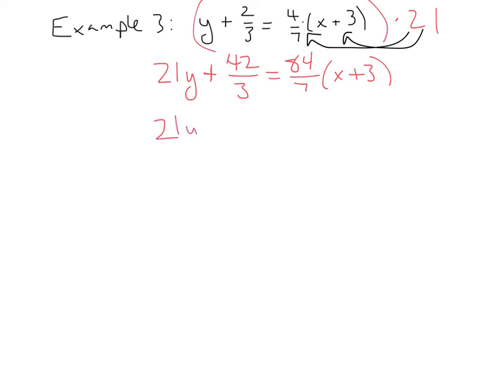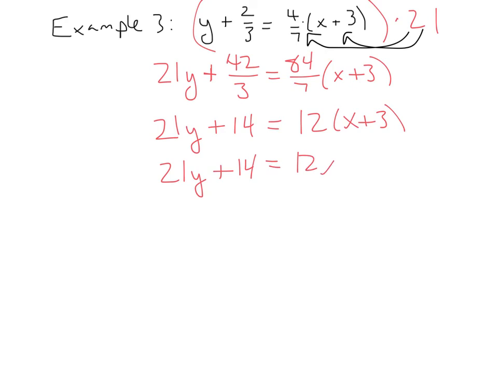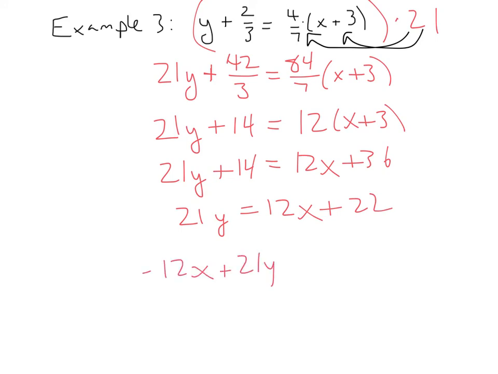We still have our 21y. This is going to be plus 14 is equal to 12 times x plus 3. Now I'm going to need to go ahead and distribute on the right hand side. 21y plus 14 is equal to 12x plus 36. I'll go ahead and subtract the 14. I get 21y equals 12x plus 22, and I can subtract my 12x. Negative 12x plus 21y is equal to 22.